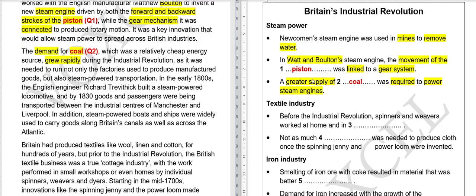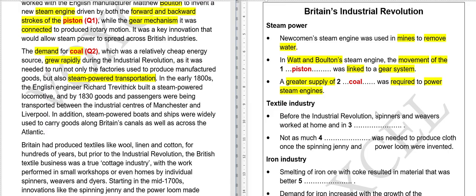So if greater supply was required, meaning to say, ER basically refers to an increment in something. So it is a comparison, greater than the previous thing, obviously the value increased. So it grew rapidly, and because it was not only for the factories but also steam powered transportation. So transportation basically is a mode, and here the mode of transportation is engines, steam powered engines. I hope it is clear why coal will be our answer.